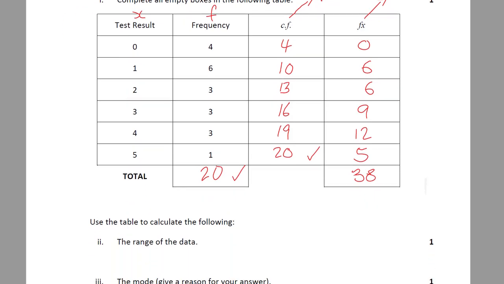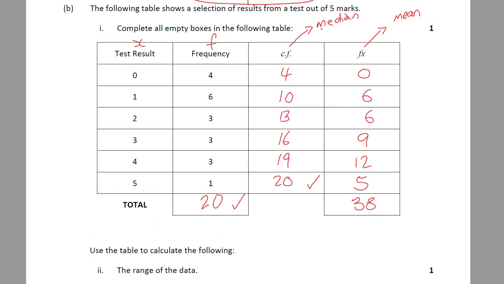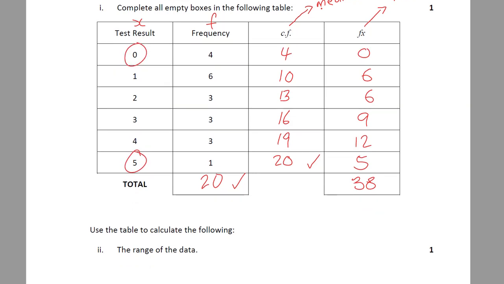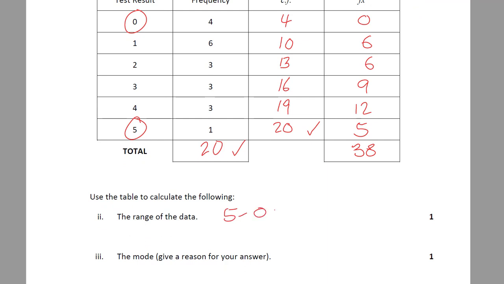So let's answer our questions. Use the table to calculate the range of the data. Again, just think what we're talking about. The data is test scores, not the range of the frequency or anything else. What did the test scores range from? The highest test score was a 5 and the lowest was a 0. So highest minus lowest, 5 minus 0. There was a range of 5 in the data.